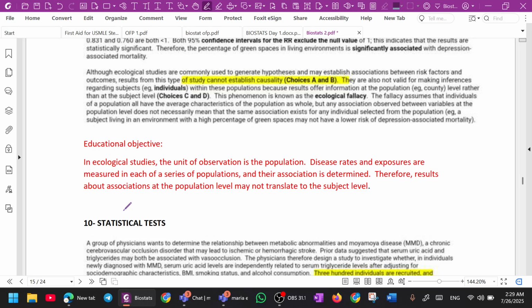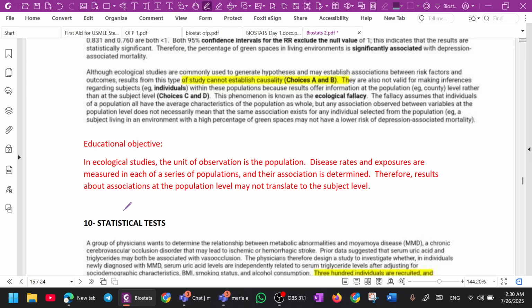Usually the problem with those studies is that they will say, oh, all the people that live in Miami, Miami doesn't have a lot of green spaces, so all the people that live there suffer from depression. That's what the ecological study will say. But that's not true, because you may live in Miami and not have depression. I may live in another city that has lots of green spaces, and I have depression.